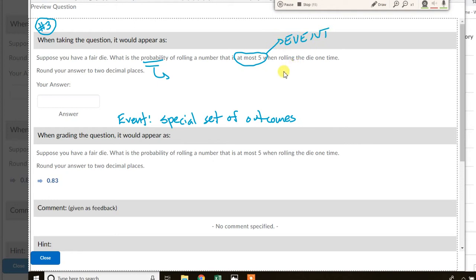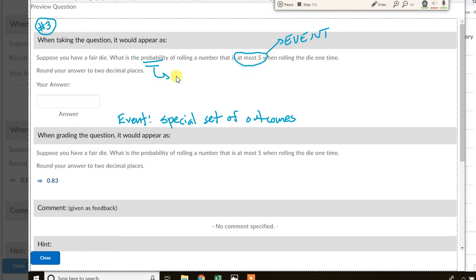Are there lots of different outcomes that can give you that event? Sure. If you get a roll of 4, that's part of the event. If you roll a 3, that's part of the event, etc. So an event is a collection of outcomes. This is the particular event that we're studying right now.